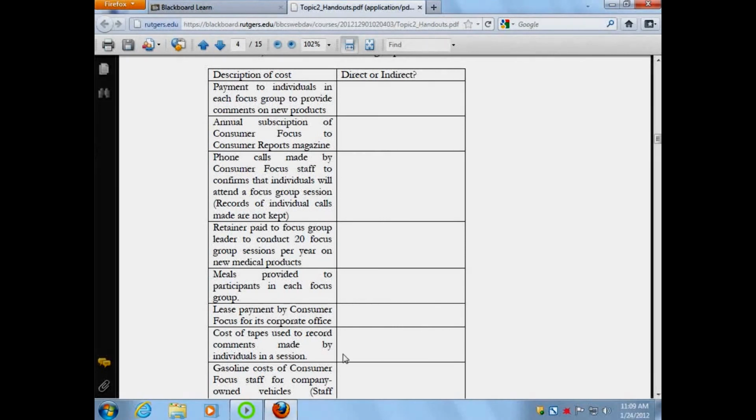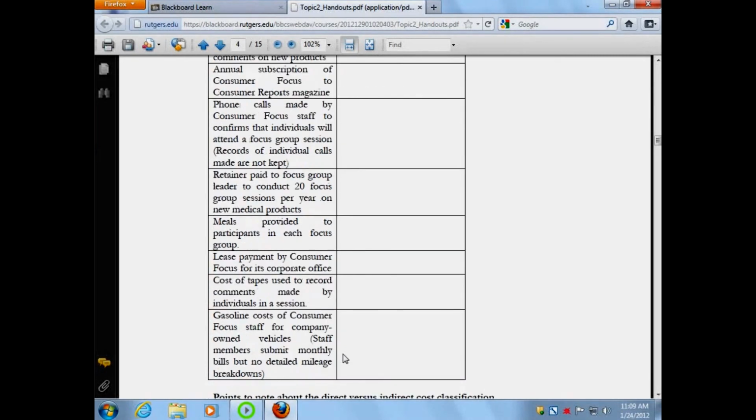I think you guys are getting the hang of this, so I just want to talk about a couple more. Let's look at the last one: the gasoline costs of Consumer Focus staff for company-owned vehicles. Remember that a Consumer Focus staff member attends each session, so they're driving up and down in company-owned vehicles. The staff member submits monthly bills but no detailed mileage breakdowns. What does it sound like? Given the description and the context here, it sounds more like an indirect cost.